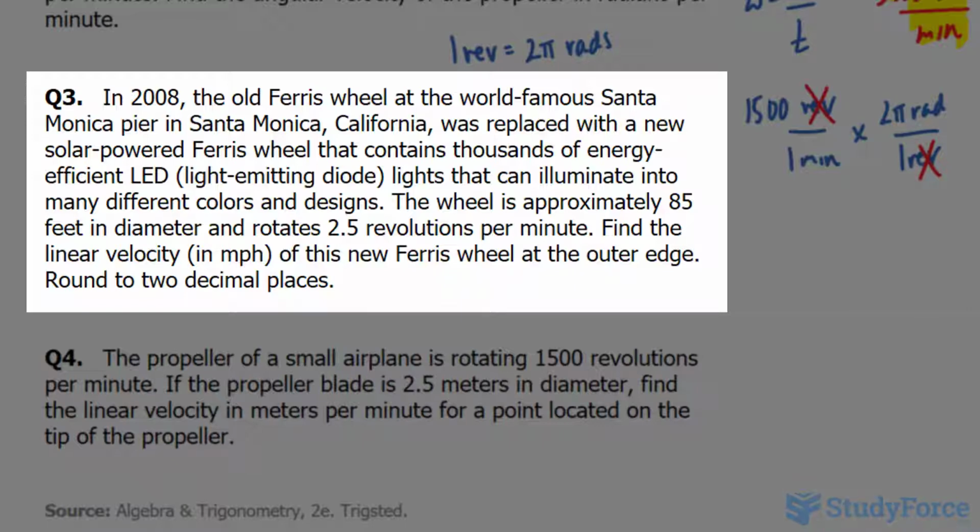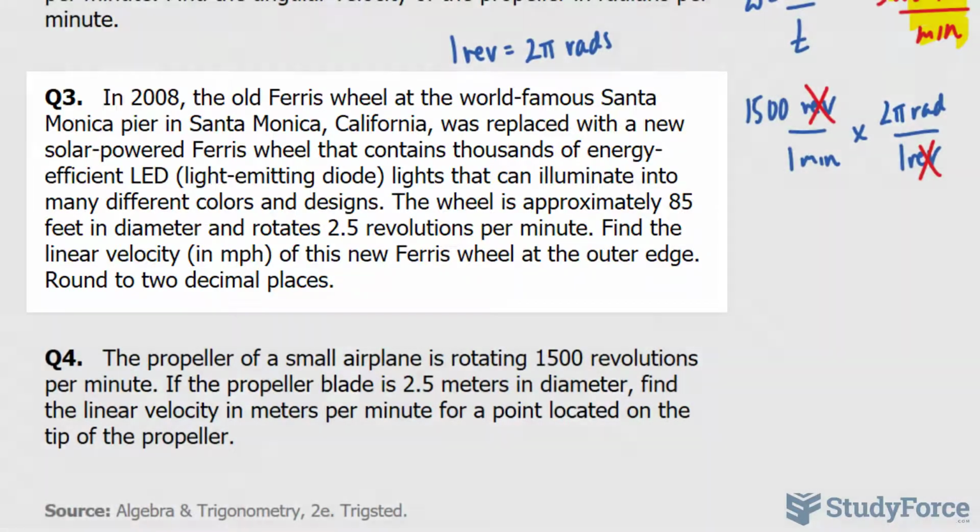The wheel is approximately 85 feet in diameter and rotates 2.5 revolutions per minute. Find the linear velocity in miles per hour of this new Ferris wheel at the outer edge. Round to 2 decimal places. So let's highlight exactly what they want us to find. They want us to find the linear velocity, and we spoke about its formula in our previous video. I'll show it to you in just a moment.